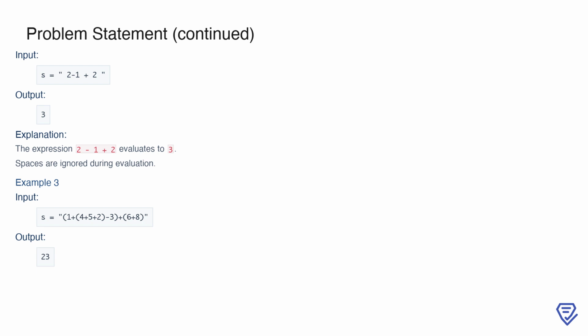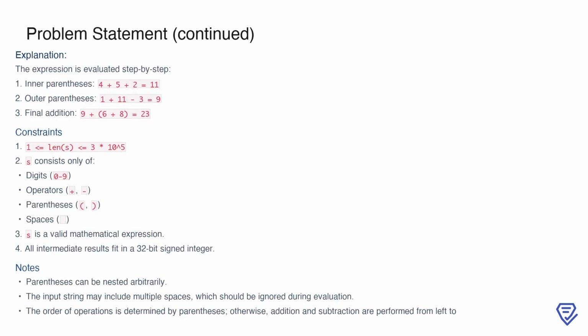Here's another example involving parentheses, S equals 1 plus (4 plus 5 plus 2) minus 3, plus (6 plus 8). Parentheses are used to group operations, so the expression must be evaluated step by step to get the correct result. Breaking down the evaluation of the expression, 1 plus (4 plus 5 plus 2) minus 3, plus (6 plus 8), we first handle the innermost parentheses.